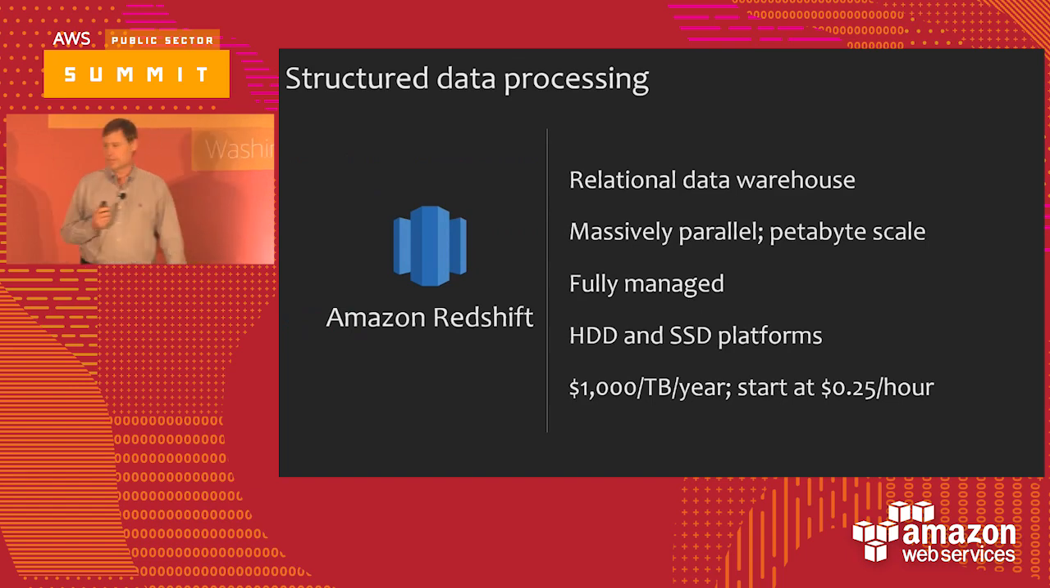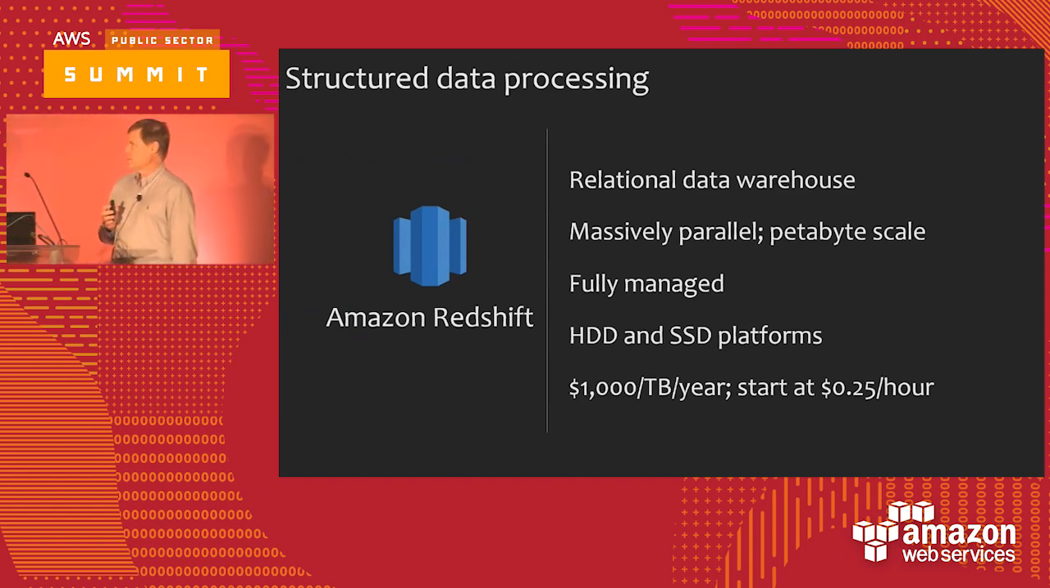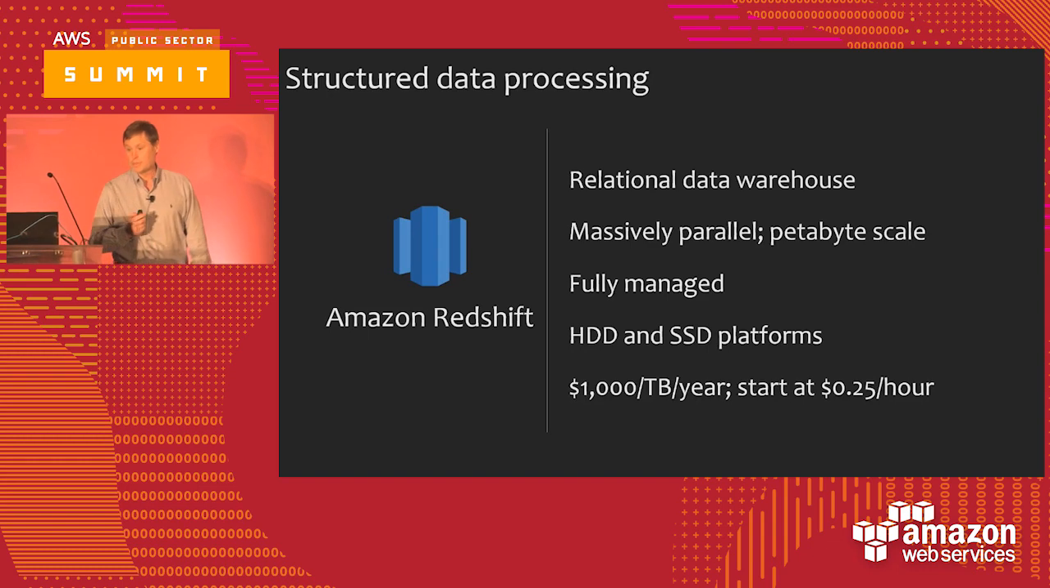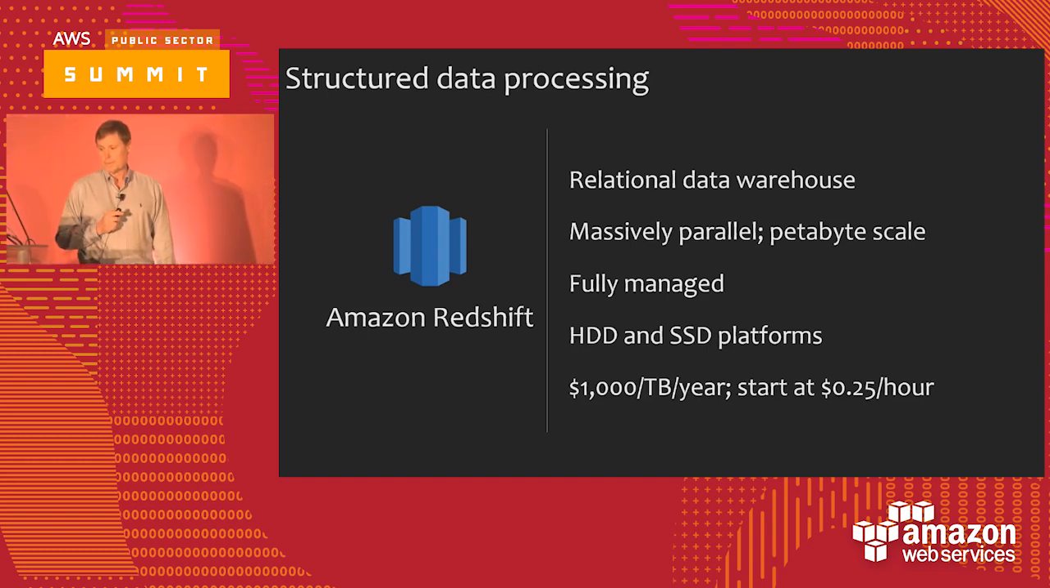All right, next one, Redshift. This is our data warehouse service. It's a relational, massively parallel database. It's columnar storage, petabyte scale. It's fully managed. You can do both hard spinning disk and SSD varieties. And it starts out at $1,000 per terabyte per year. So data warehousing. Again, I'm going very quickly. This is just an overview.